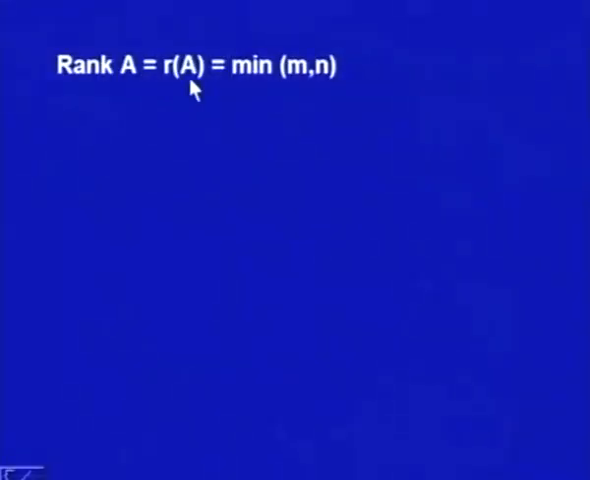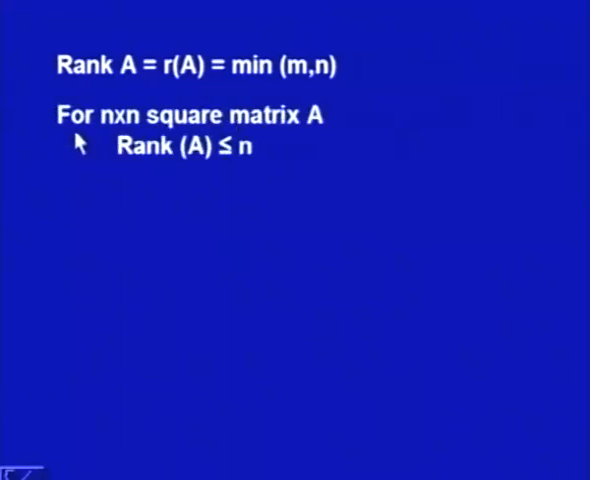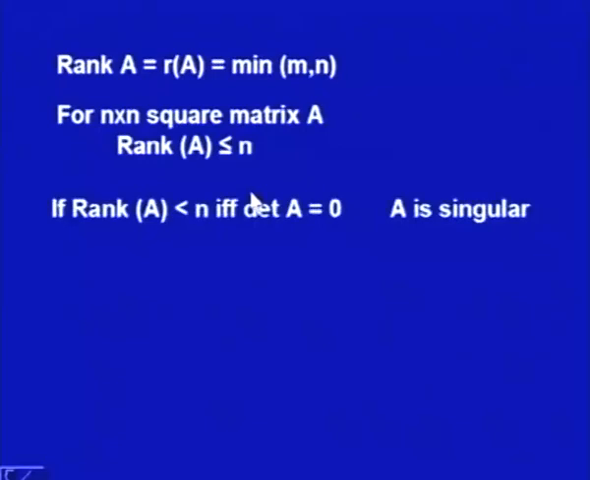Now, one can observe that for a matrix which is of order m by n, rank A is the minimum of m and n, because we have to obtain submatrices which are square matrices. So, the minimum of these will be the rank. For an n by n square matrix A, rank A is less than or equal to n. Rank cannot be bigger than that.